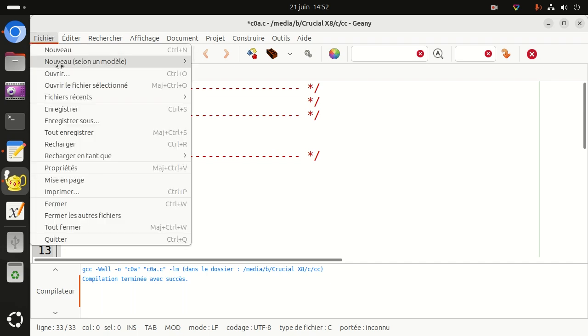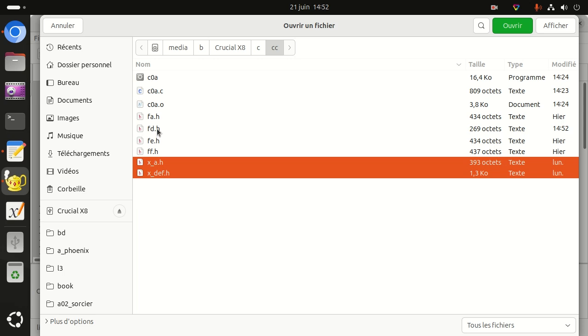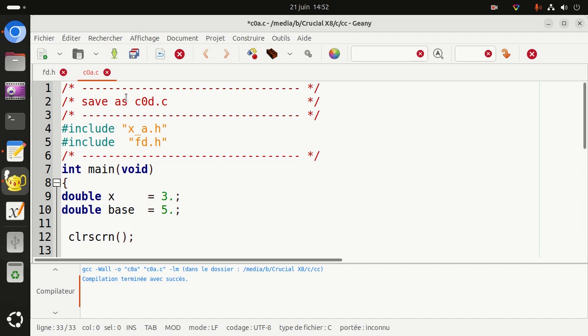I want to verify if I have all the files. Yes, I have the hash file and the C file. I save my C file. Now I try this example.